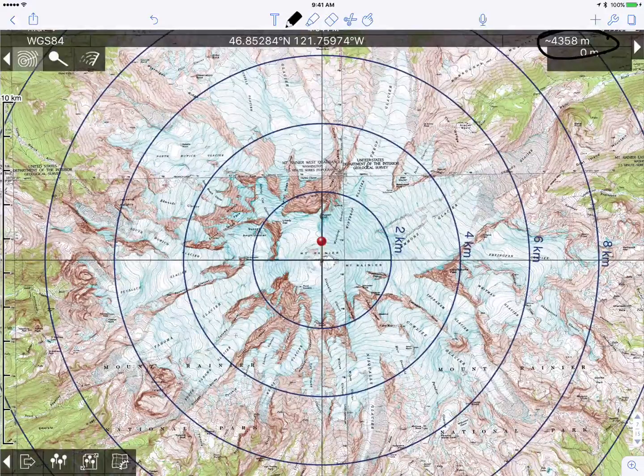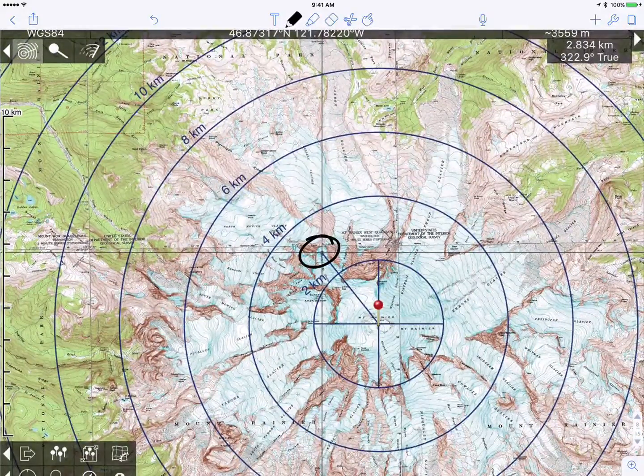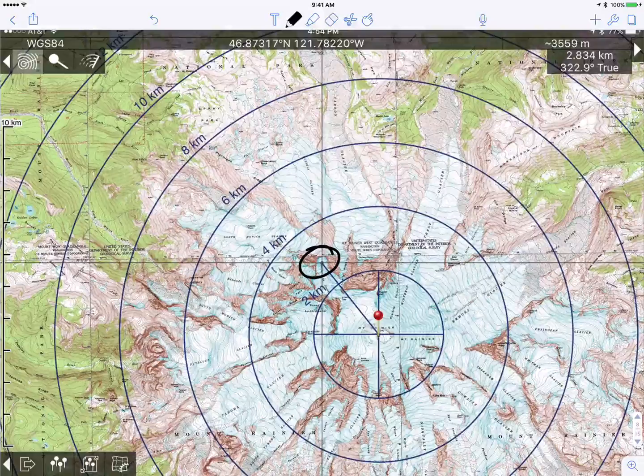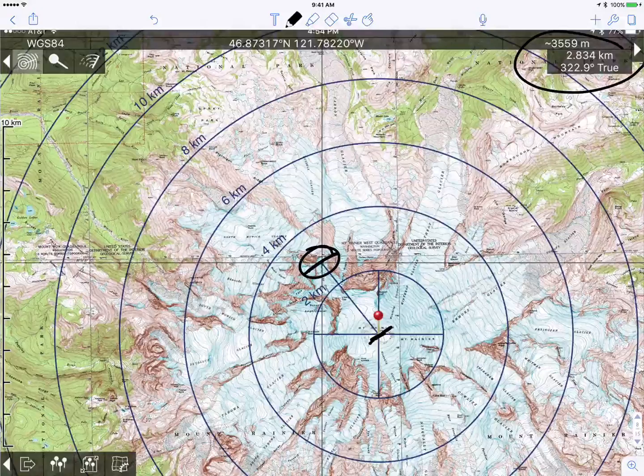Now my first point is going to be, I'm going to want to get to somewhere over here. So if I physically move within the app to get to that point, and now I'm at that location there. That's now at the crosshairs. Up here, I'm given the distance from the starting point to the end point. That's the elevation, excuse me, 3,559 meters. The distance from there to there is 2.83 kilometers.